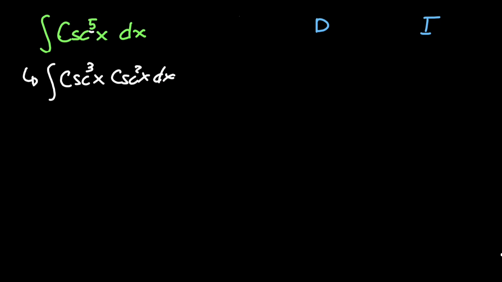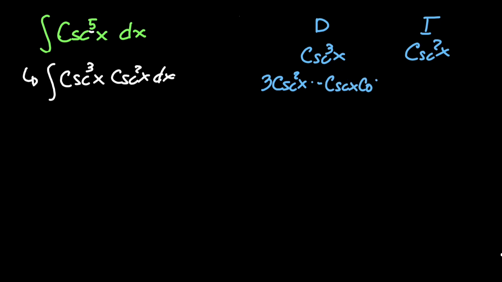Now that is done, under derivative, this would be cosecant cubed of x, and under integral, this would be cosecant squared of x. And so, the derivative of cosecant cubed of x would be 3 cosecant squared of x multiplied by the derivative of cosecant of x, which is negative cosecant x cotangent of x. And the integral of cosecant squared of x would be equal to negative cotangent of x.